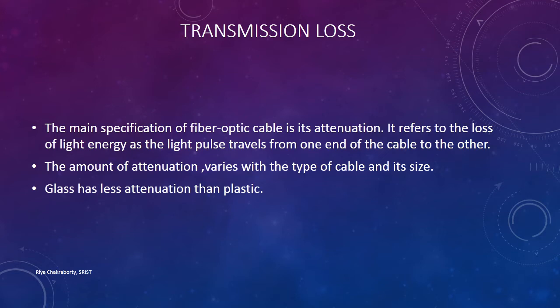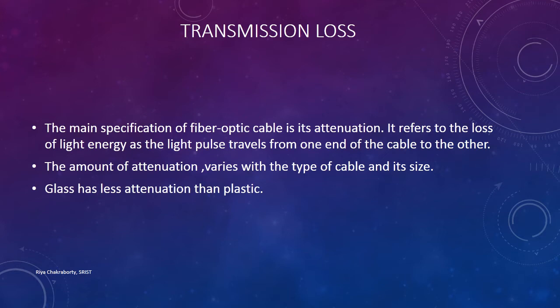The light pulse of a specific amplitude is applied to one end of the cable, but the light pulse output at the other end of the cable will be much lower in amplitude. The intensity of the light at the output is lower because of various losses in the cable.